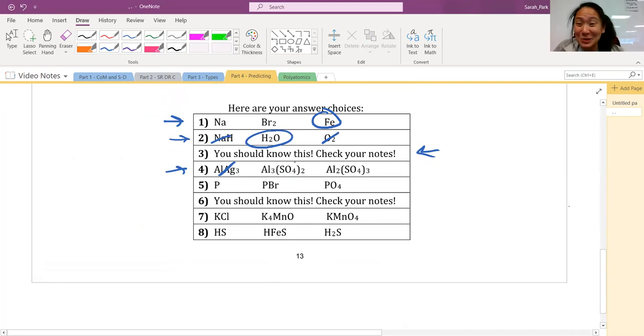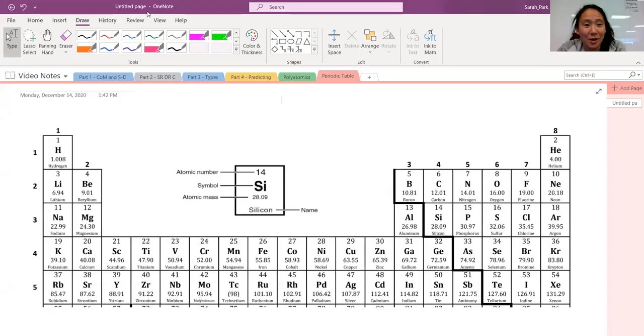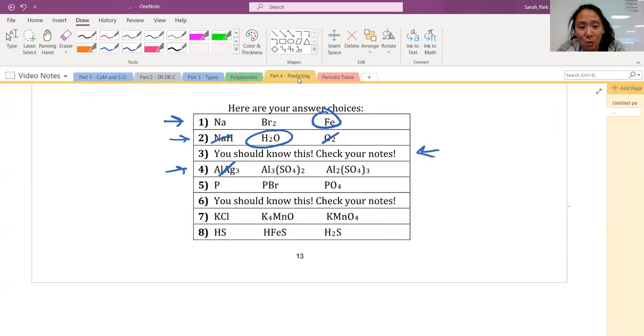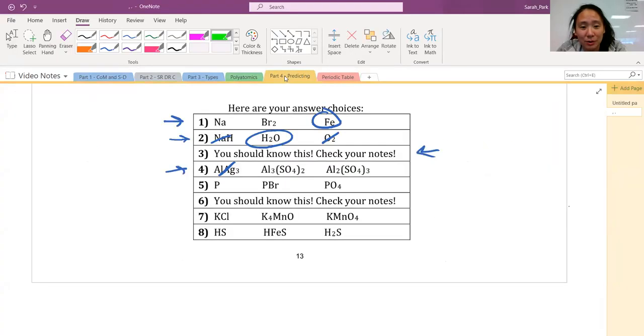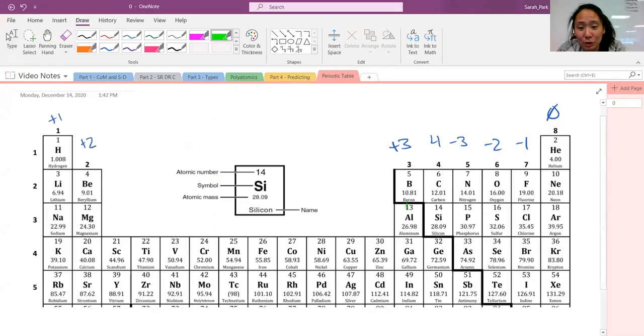You have to consult your periodic table. So let's look at our periodic table to help us find this answer. Okay, so if you recall your periodic table, it goes +1, +2, +3, and then there's a 4, and then it goes backwards like this, right? And so what are we looking for? We are looking for an aluminum. And aluminum, what color did I make aluminum here? I don't remember. But aluminum is here, right?